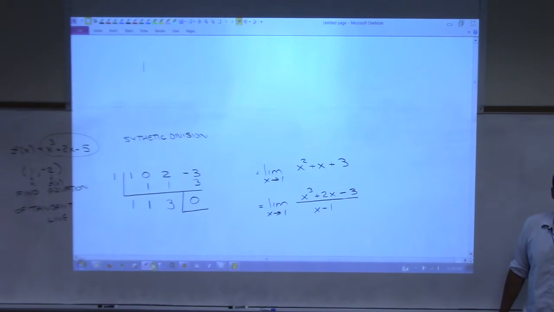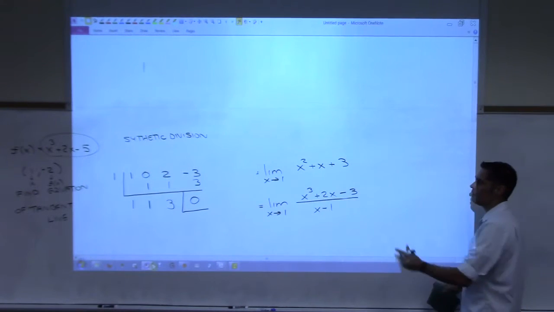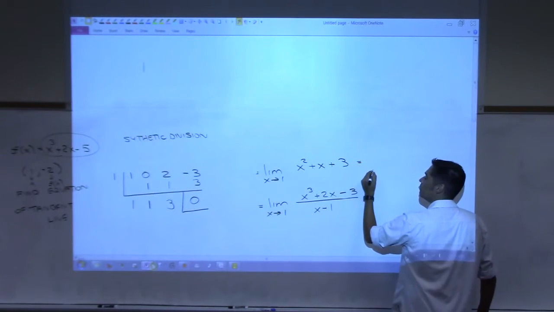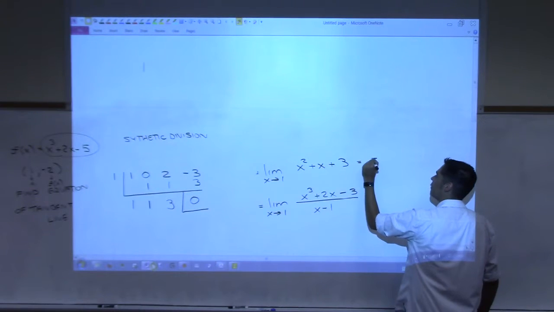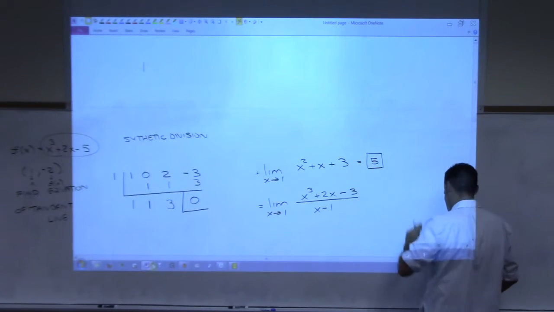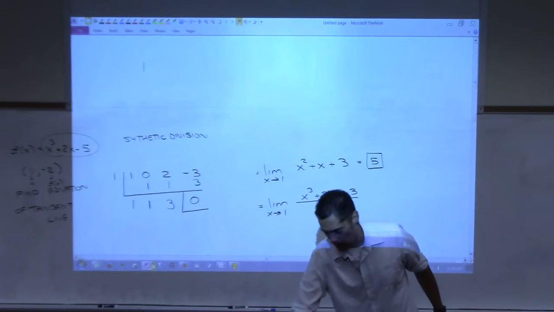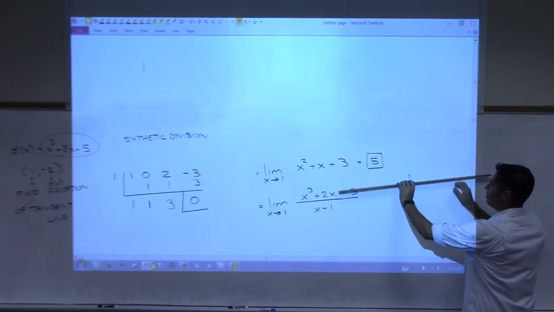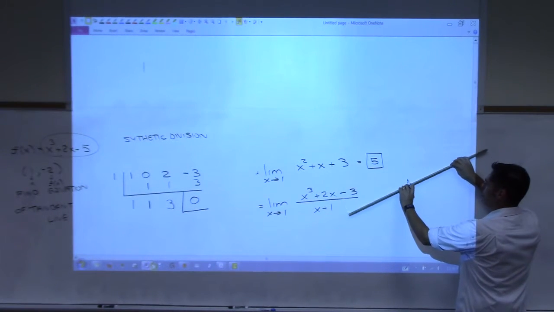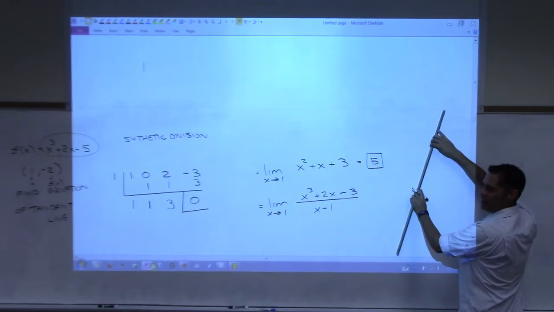We good? Plug in 1. What do you get? 5. Is that a positive number? Yes, we said it would be positive, right? This is a slope of 1. Slope of 5, I don't know. Hopefully it's about like there, right?